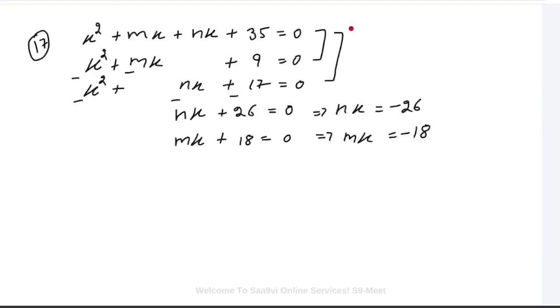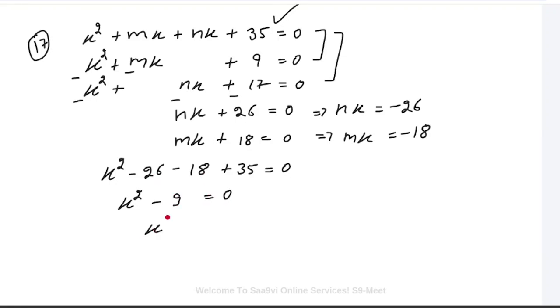Now I can put this value here in the first equation. So I get x square minus 26 minus 18 plus 35, that is equal to 0. And I get x square minus 44 plus 35 equal to 0, that means x square minus 9 equal to 0. That means x square is equal to 9. That means x is equal to plus minus 3. And as we know, they have a negative common root. That means minus 3 is the common root to all these three equations.